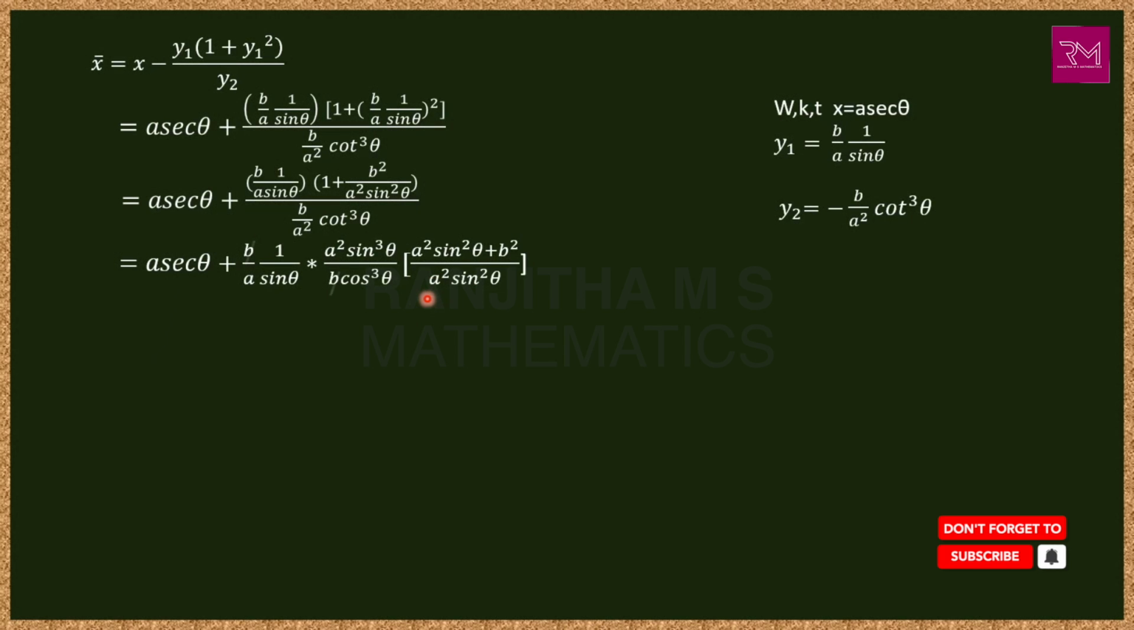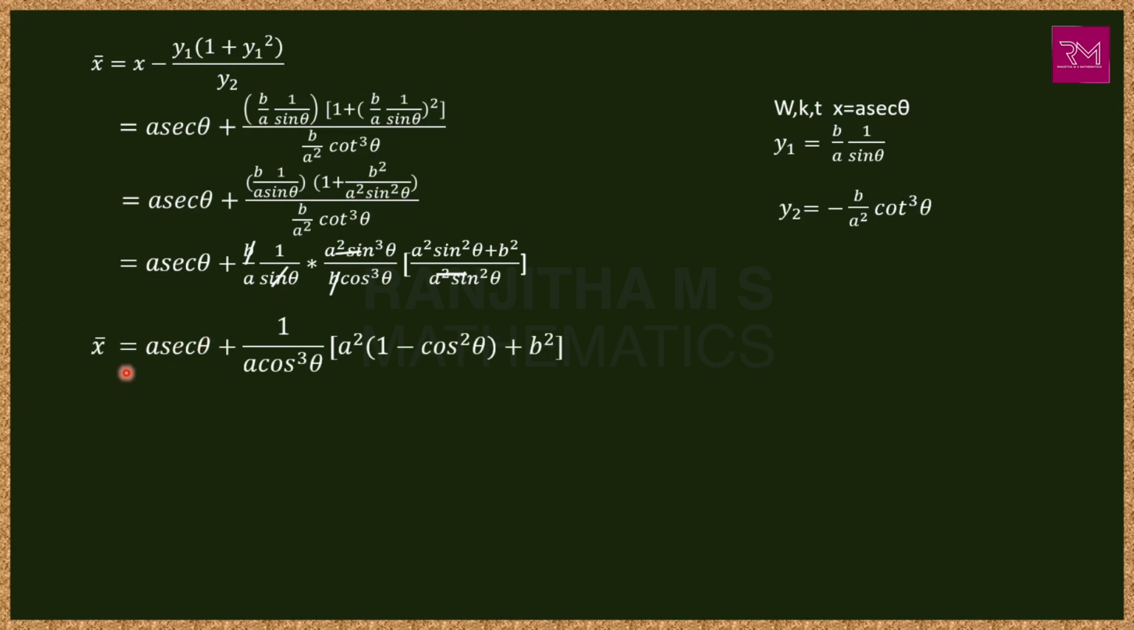Here a square gets cancelled, b gets cancelled. Here sin theta and sin square theta make sin cube theta. Here also sin cube theta gets cancelled, and simplifying we get x bar value which is equal to a into secant theta plus the remaining 1 by a into cos cube theta into a square into, here in the place of sin square theta we have to write 1 minus cos square theta, plus b square as it is. Now we get x bar which is equal to a into secant theta plus, we have to multiply 1 by a into cos cube theta inside the bracket.